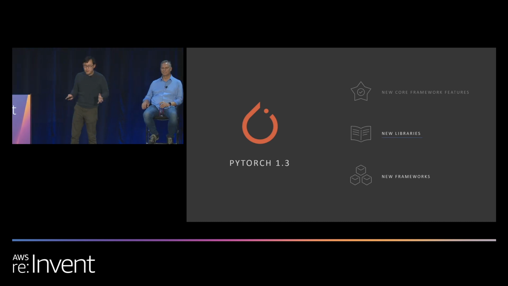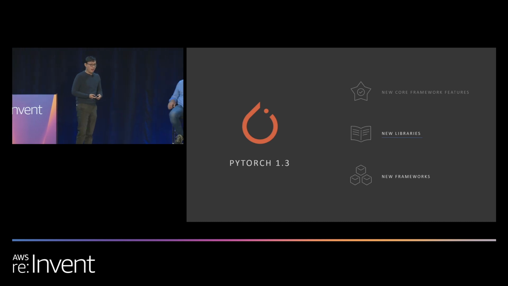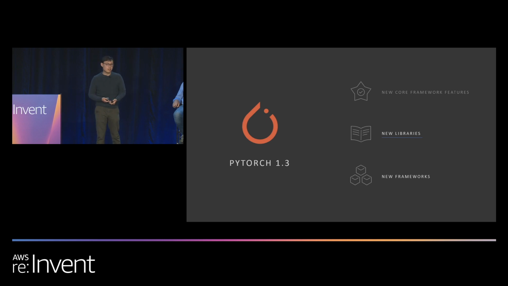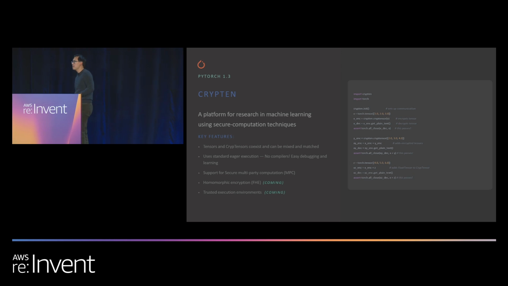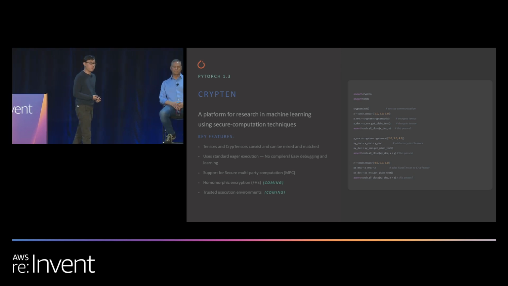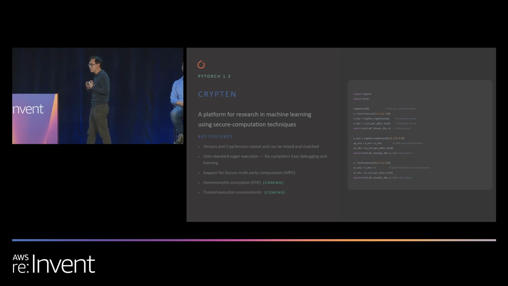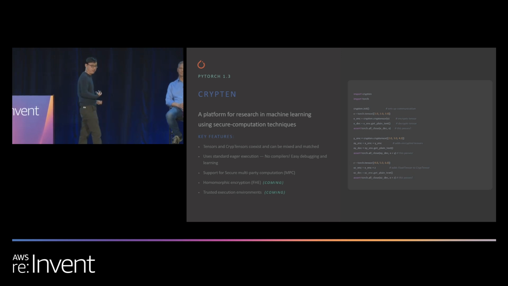So those are the new features that we released recently in 1.3 and are going to be improving in 1.4. And now I'm going to talk about some new libraries and what highlights we have from both the community and also released by Facebook. The first is CrypTen. At Facebook, there's been a huge amount of interest in pushing forward privacy-preserving machine learning techniques. And the challenge is to provide the same value that PyTorch gives you while protecting the data used to train models. So with 1.3, we released CrypTen, which is a platform in PyTorch for research in machine learning using secure computation techniques.